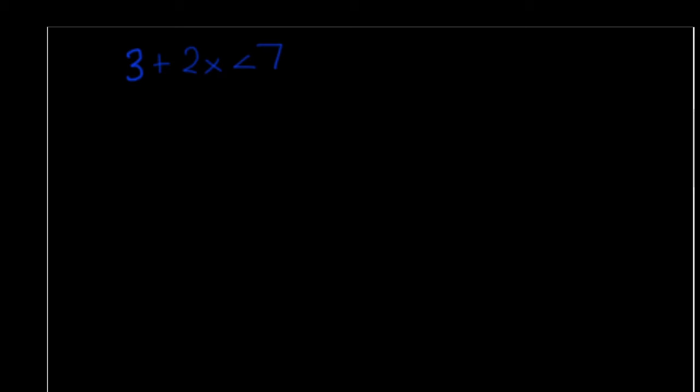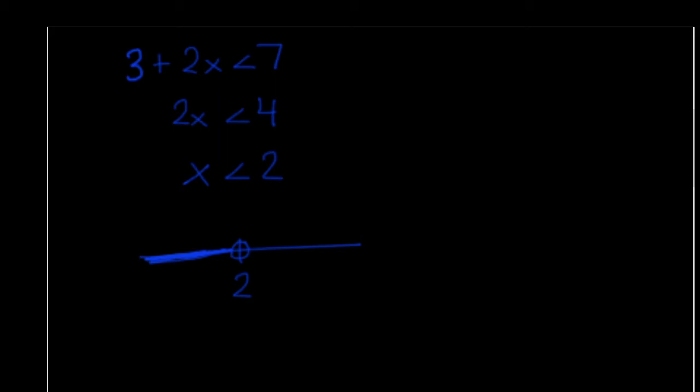The goal here is to get x by itself, so let's subtract 3 on both sides to get 2x less than 4. And now I want to get x by itself, so we have to divide by 2 to get x is less than 2. So that is our solution, which looks like this on the number line. We go to 2, we put an open circle, and we shade to the left. So we're looking at all values that are less than 2.